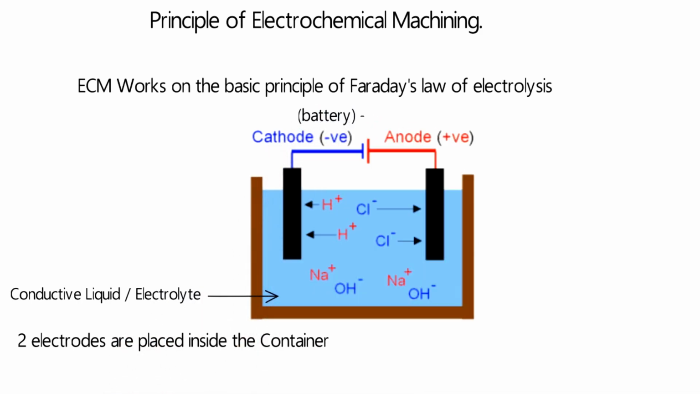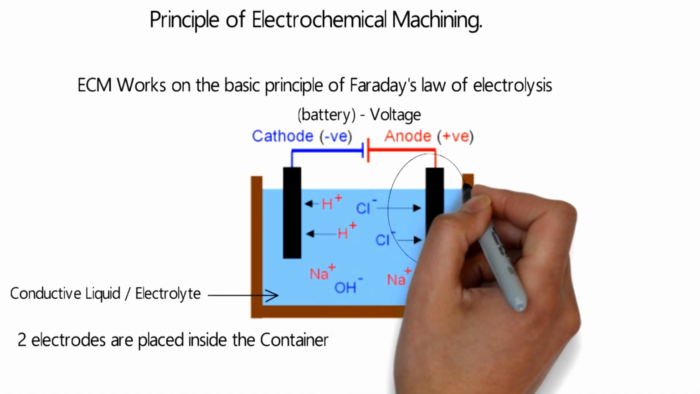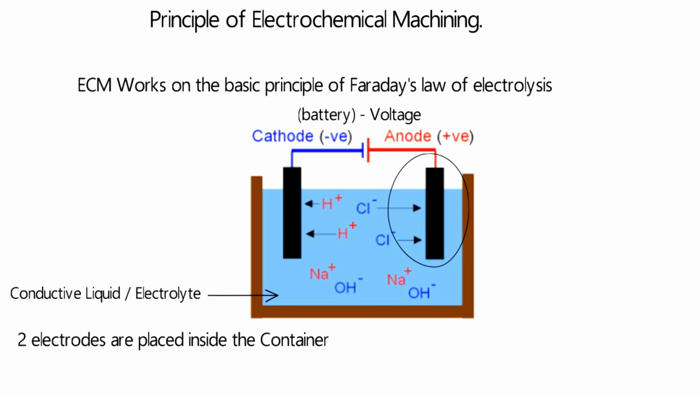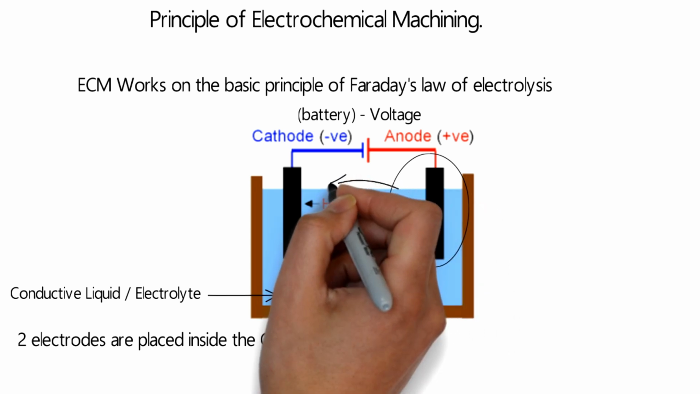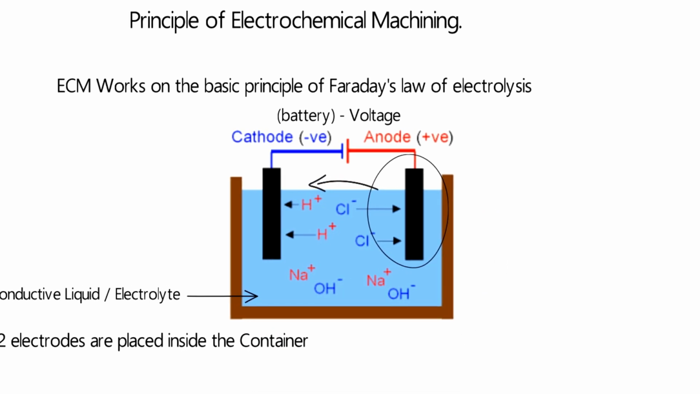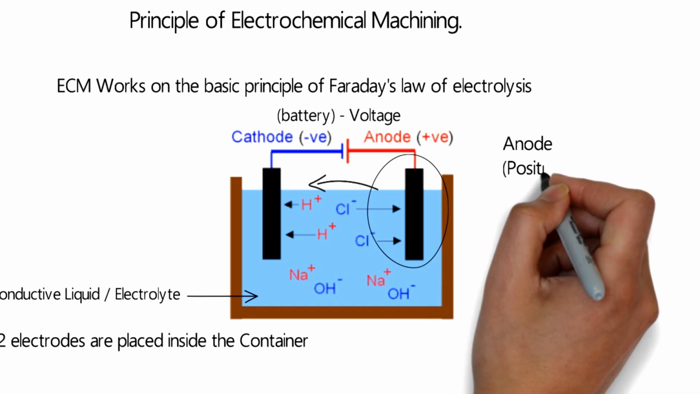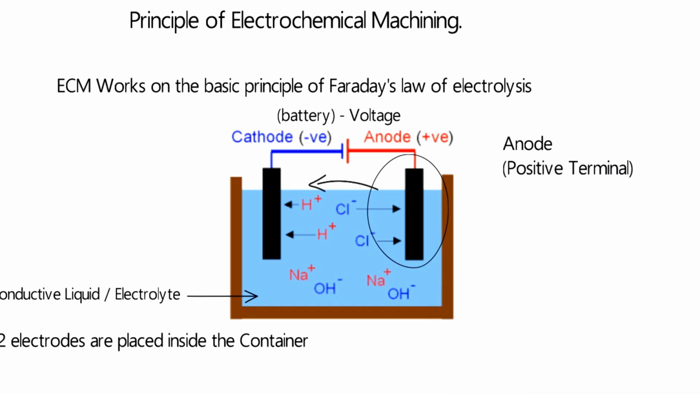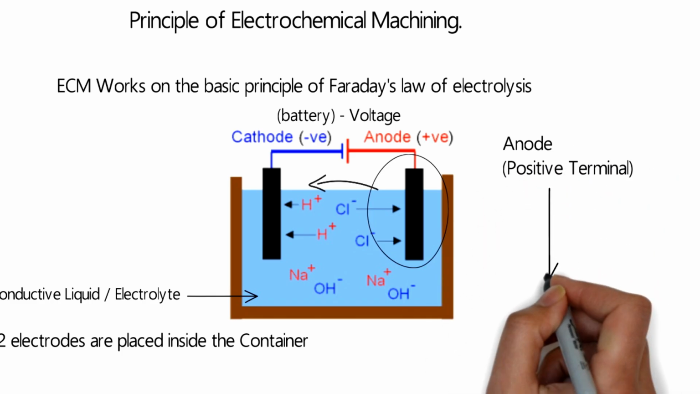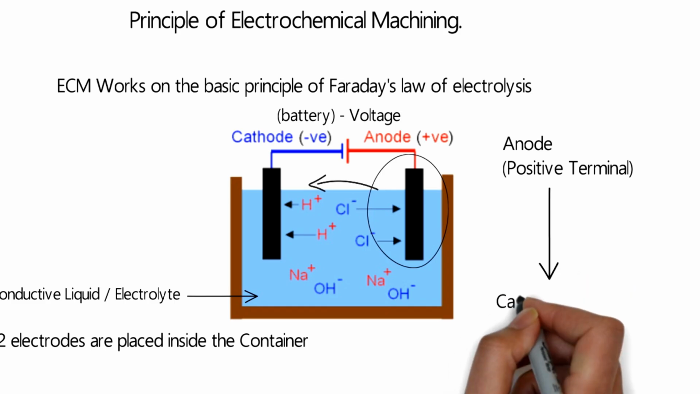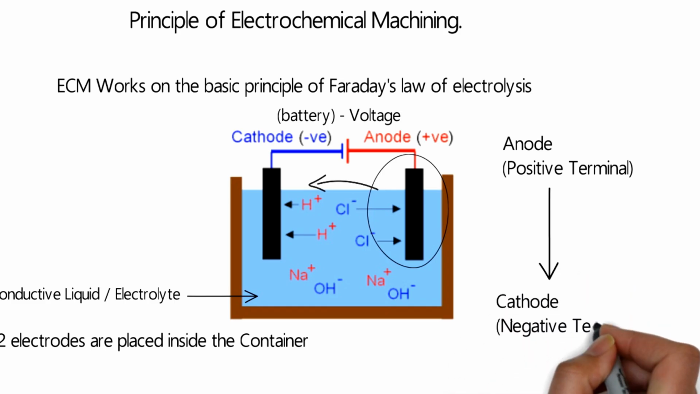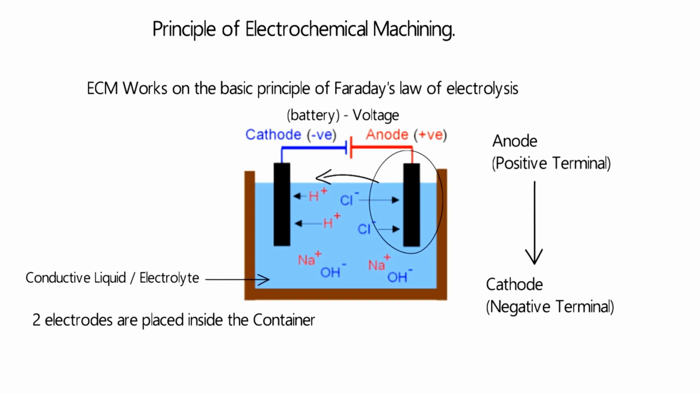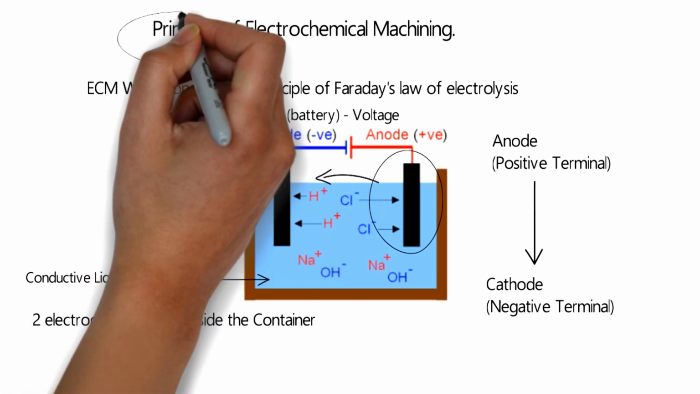So guys, when we connect this cathode and anode, a battery or voltage is applied between them. The ions move from anode to cathode, that is, the electrons move from anode to cathode. The anode is the positive terminal, and the flow of the electrons, or we can call it the flow of the metal, goes to the cathode, that is the negative terminal of the battery. So guys, that was the basic principle of Faraday's law of electrolysis.